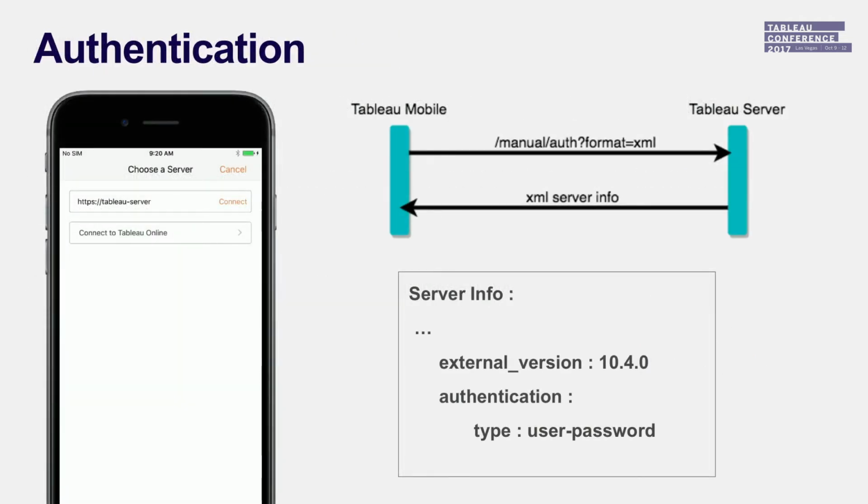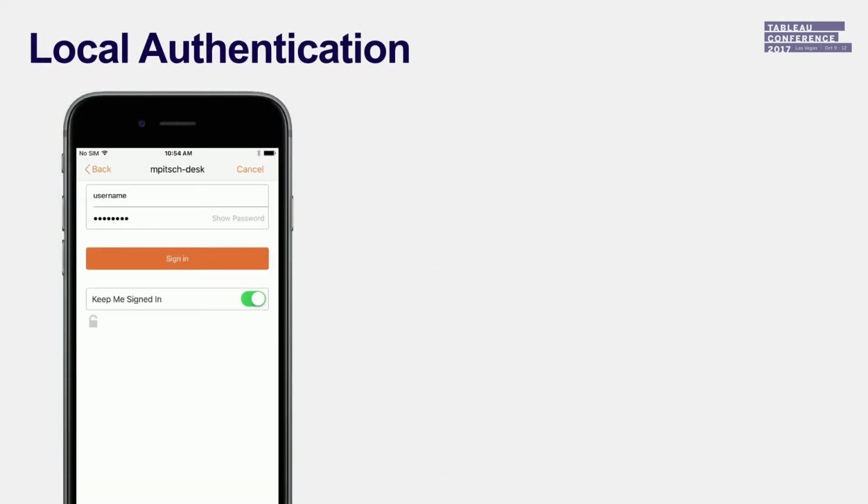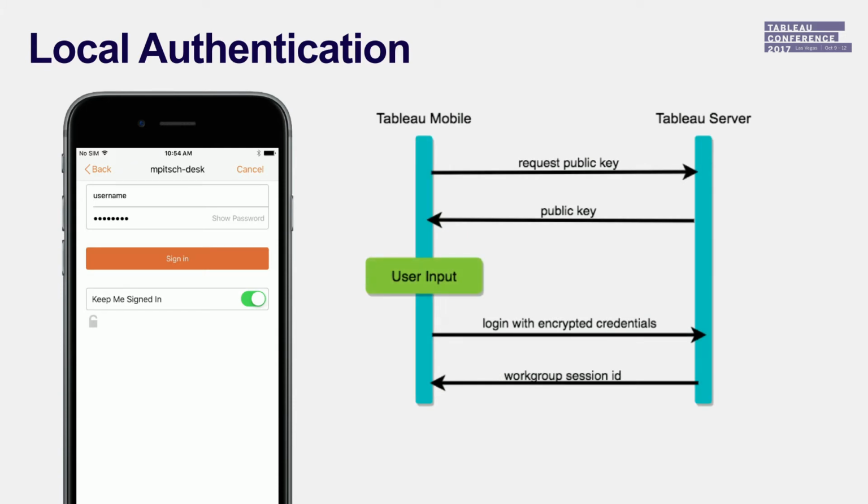So how does the mobile app know which type of authentication is supported on a server? When we first connect to a server, XML information is exchanged between the mobile app and the server, and this tells the mobile app what types of authentication are supported. In local auth, the user is displayed a username and password field. Whatever is typed in is encrypted and sent to the server. And if the credentials check out, a workgroup session ID is issued to the mobile app, or the magic key.